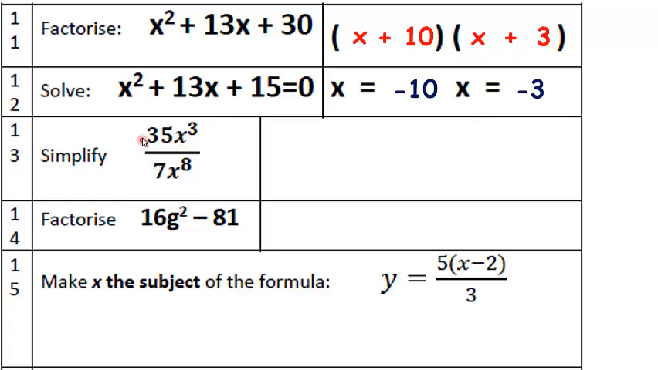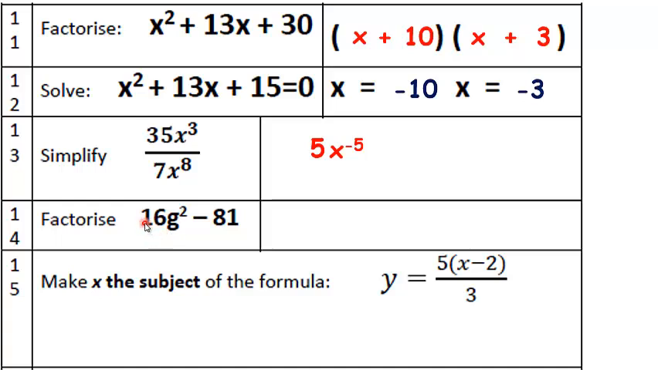Question 13. If I do this division first, 35 divided by 7. 35 divided by 7 is 5. X to the 3 divided by x to the 8. Remember, you're going to take away the powers. 3 take away 8 is minus 5. Okay, make sure you're very careful with that and you can do it.